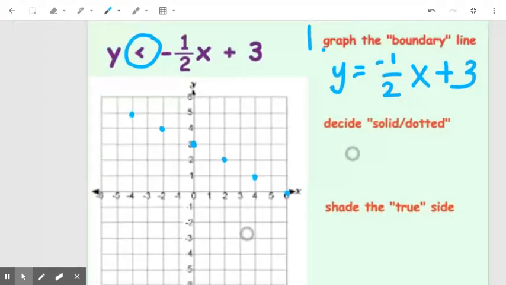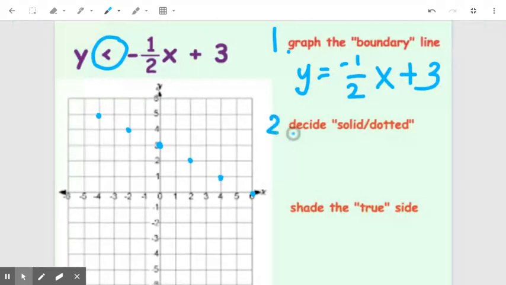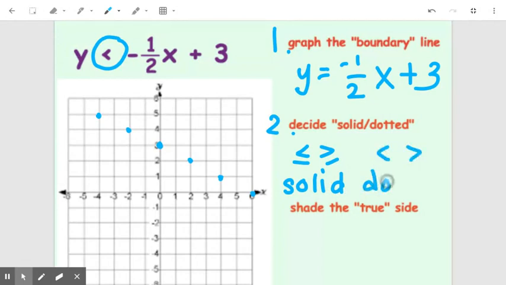And in this case, I have to decide if it's solid or dotted. Now, remember I said if it has an equal to, it's solid, meaning the points on the line work. If it's just less than or greater than, it is dotted or dashed, and that means the points on the line do not work as part of the solution. So because this is just a less than, I'm going to make a dotted line. Okay, I always extend it through the graph.